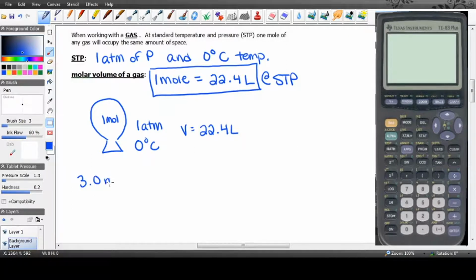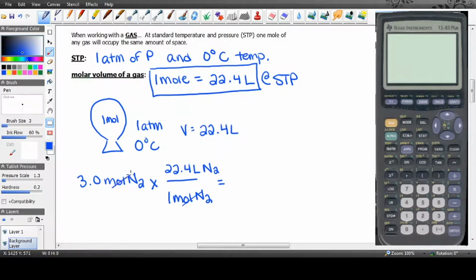The problem asks on page 5, what is the volume of 3 moles of nitrogen? So if I start off with 3 moles of nitrogen, I'm going to use my conversion factor. Again, the 1 mole is always 1 mole. So 1 mole of nitrogen occupies 22.4 liters of space as long as we're at STP.